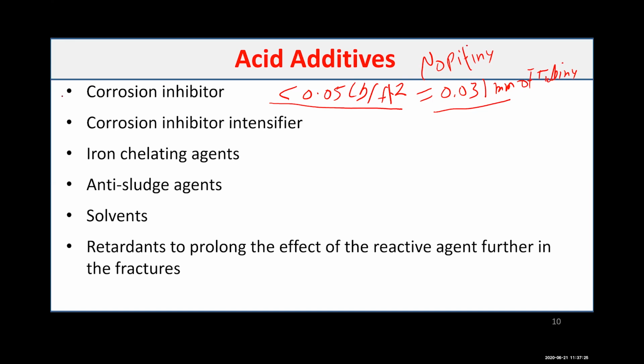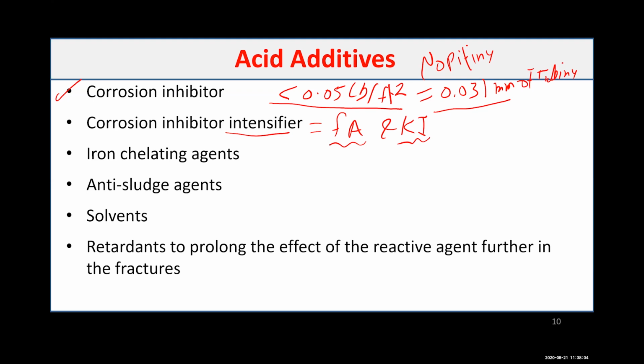So this is like the first additive and the most important one. The second one is what we call corrosion inhibitor intensifier. And just to highlight, when you have a temperature above 250 Fahrenheit, usually corrosion inhibitor by itself is not that good. So you have some sort of assistant or catalyst, some additional chemical that you need to enhance your corrosion inhibitor performance. That's called an intensifier. And as intensifiers, we have only two types, either formic acid or potassium iodide. Those are the two main components that we use.